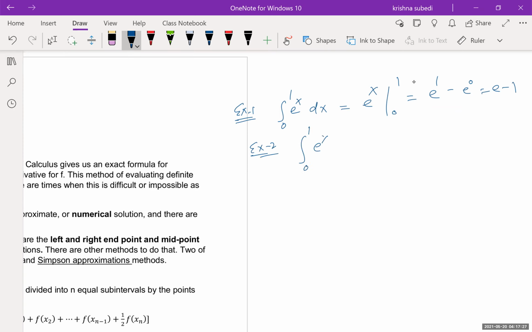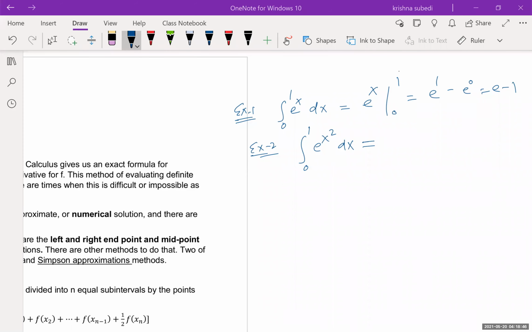The integral from 0 to 1 of e to the x squared dx, for example. What is the integration of this? Think for a second and let me know. How can you do that? So this example 2 cannot be evaluated that easily. Okay? There is no such formula which allows us to evaluate this integral.